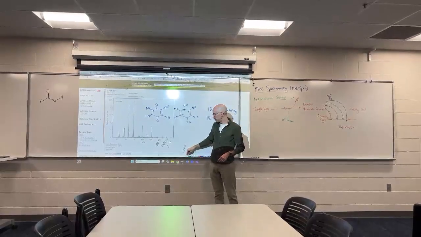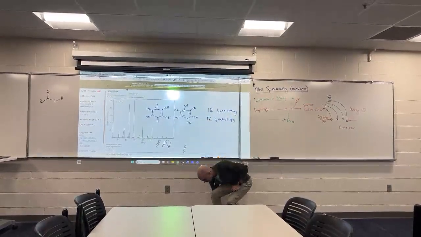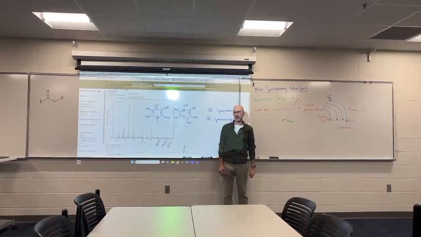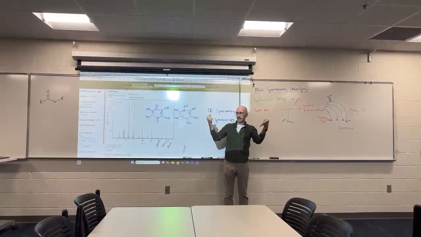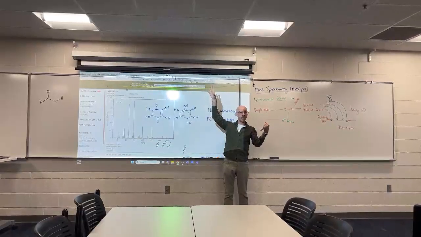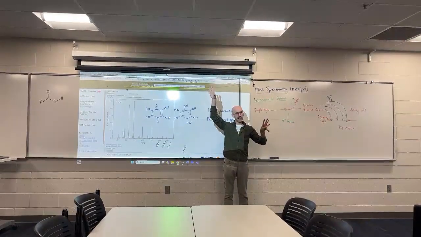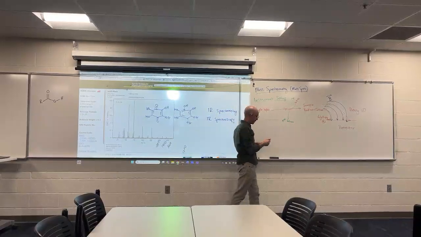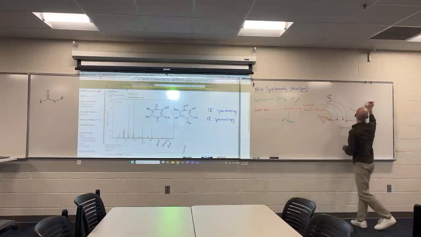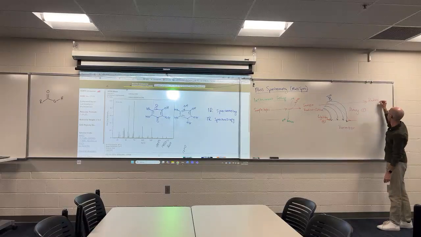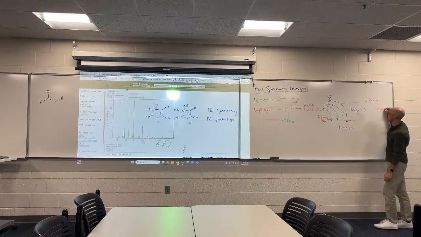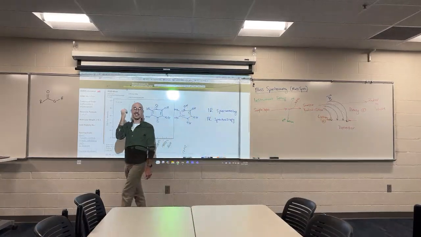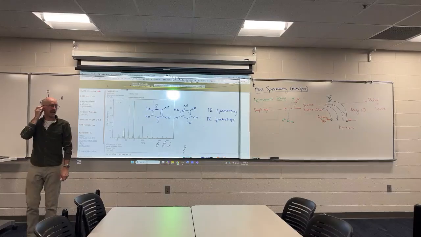If your sample stays together, it gets drawn in by the magnetic field because it's a cation. But if your sample fragments and it creates a radical component and a cation component, only the cation gets drawn in by the magnetic field. The radical is unaffected by the magnetic field, and it just gets sucked in by the vacuum pump, and it goes to the waste.